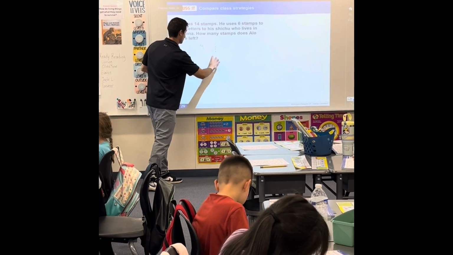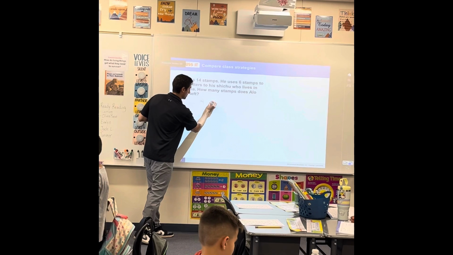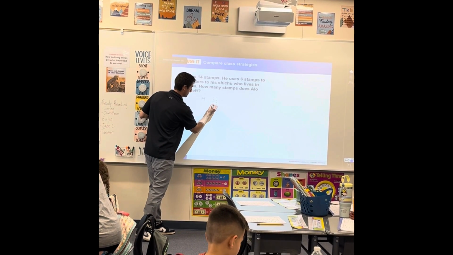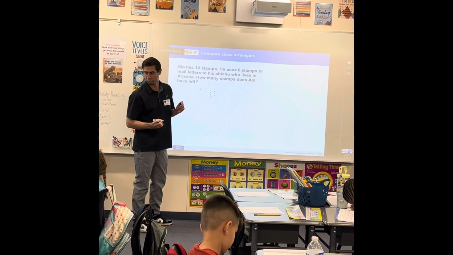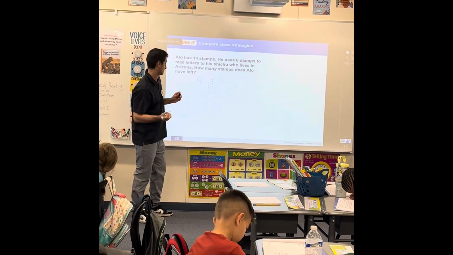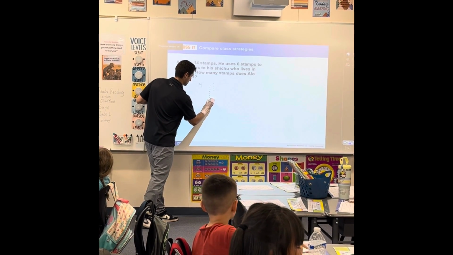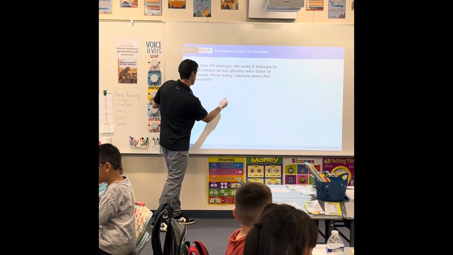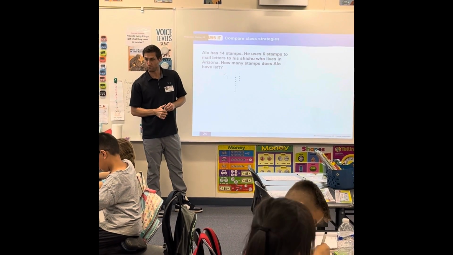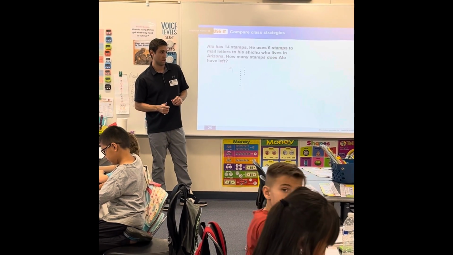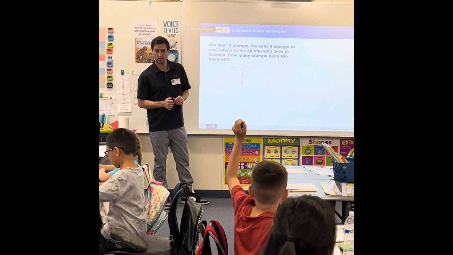No, hold on a sec. We'll go with writing the 14 circles. So do a row of 10, and then a row of 4. You guys can go ahead and do these on your whiteboards. All right, does everyone have the 14 circles written down to represent how many stamps Aloe has?